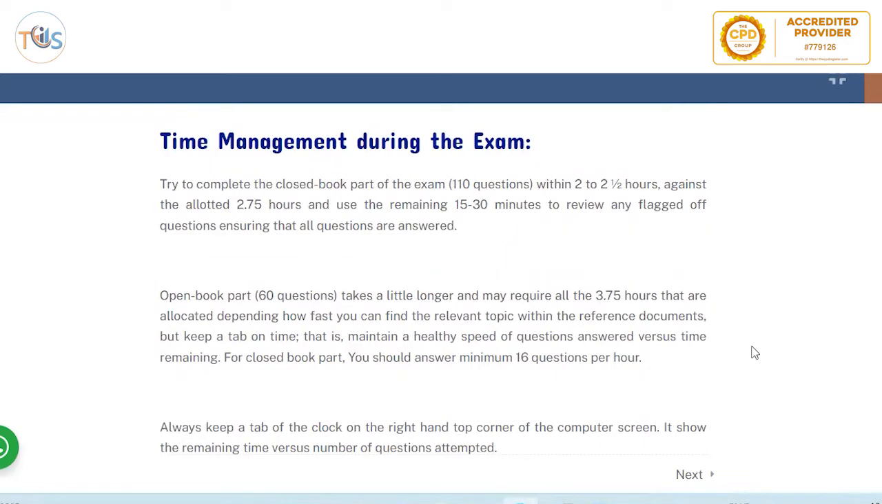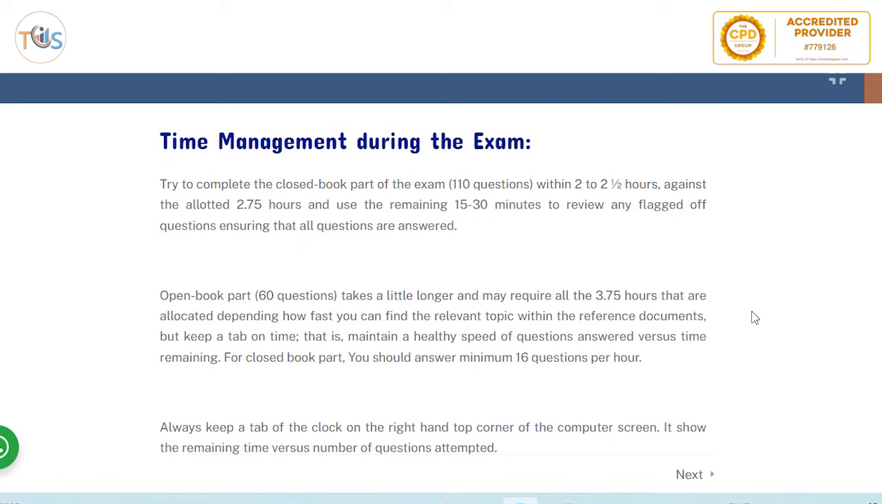Time management during the exam. So as you know, you've got 110 questions in the closed book, and you've got 2 hours 45 minutes. But if you keep a steady pace, you can do it within 2 to 2.5 hours, and use the remaining 15 to 30 minutes to review any flagged question, ensuring that all questions are answered.